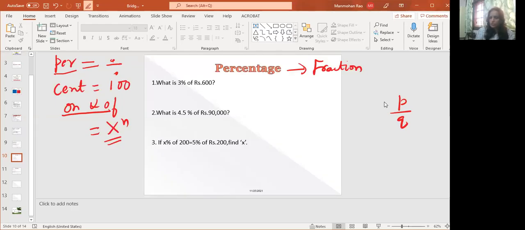Okay, so let's understand what exactly is the percentage. Percentage is nothing but a ratio, okay, in terms of 100. If you are calculating for 100, then the fraction in the form P by Q, or the ratio in the form P by Q, is known as percentage. Okay, so that is how much for 100, that is generally percentage.